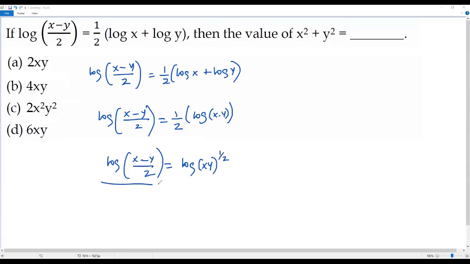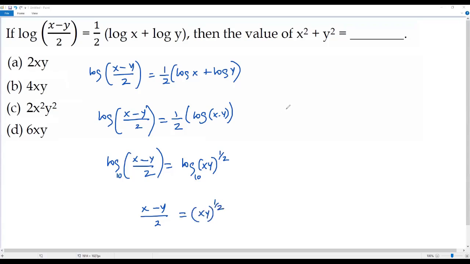Okay, here two logarithms are equal. Again, the base for each logarithm is not mentioned, so we assume it's a common logarithm. Both are common logarithms, and the base for each is 10. Whenever two logarithms are equal with the same base, we can equate the arguments. So then I'll be getting (x − y)/2 equals (xy) to the power of 1/2.